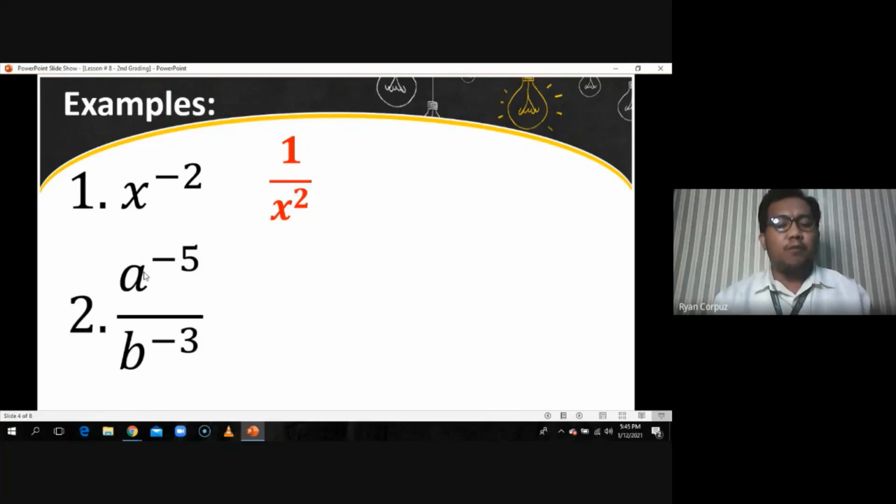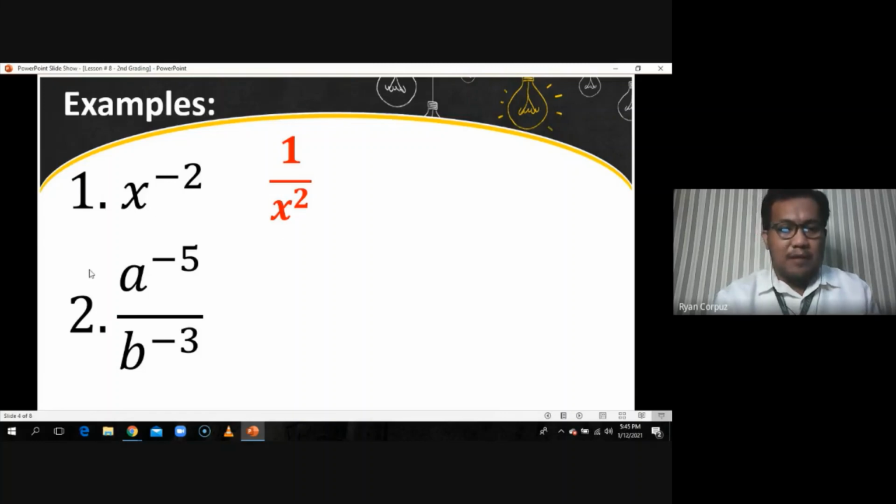So number 2, a raised to negative 5 over b raised to negative 3. If you're going to look at the given expression, both numerator and denominator have negative exponent. So that means that is not yet simplified unless we make that negative exponent positive by getting its reciprocal. So all you have to do if that is the case is for you to interchange the position of the two, the numerator and denominator.